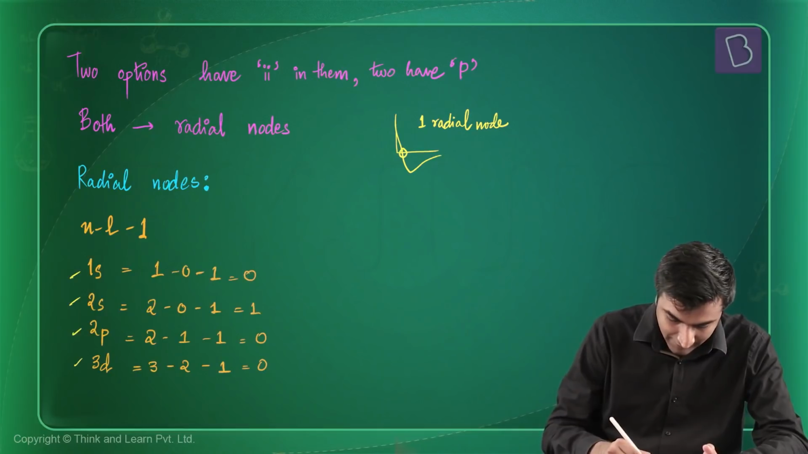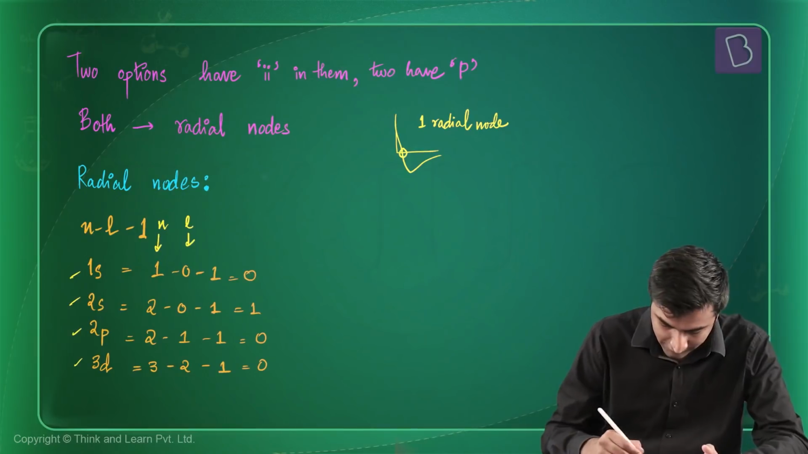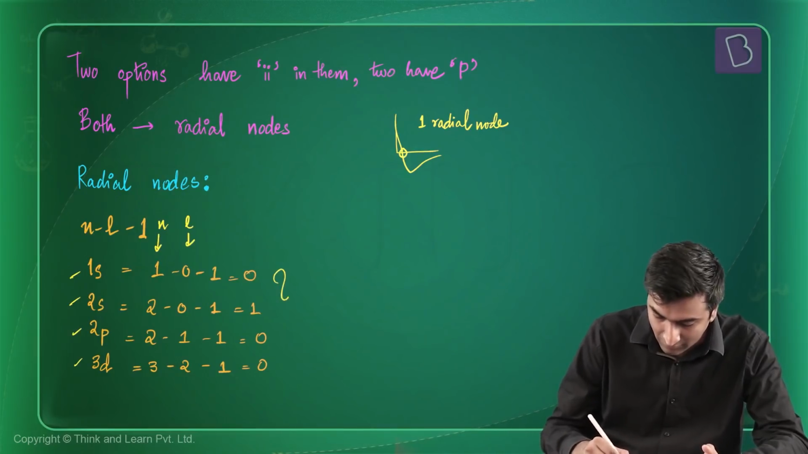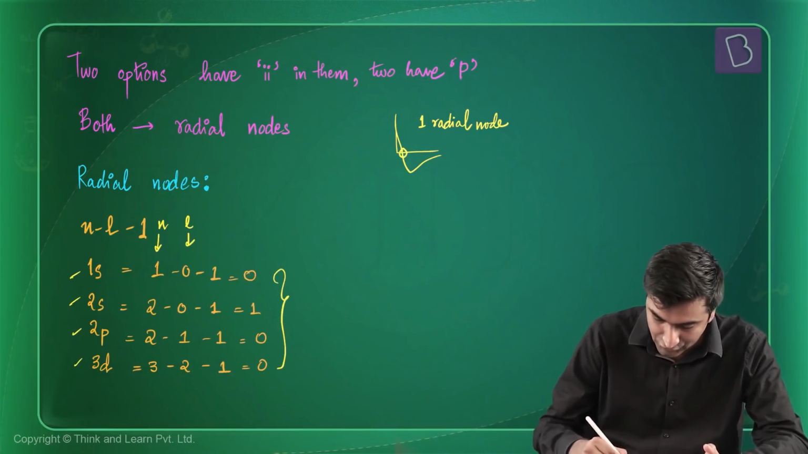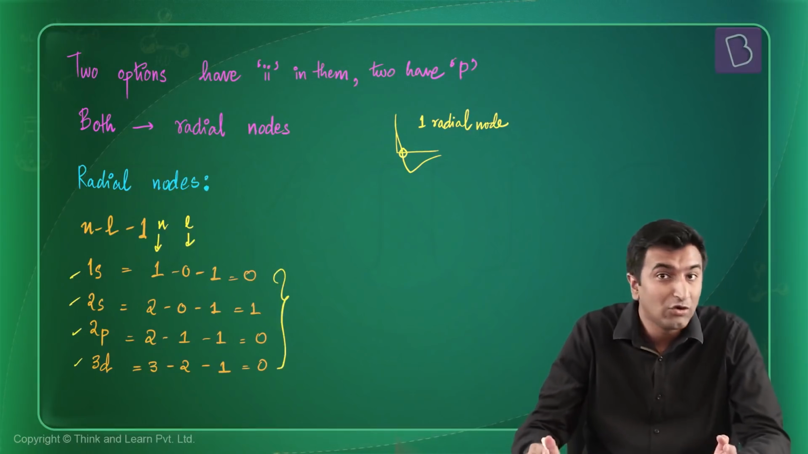The n values are over here in the first one here. This is n. These are L values, and the minus 1 is constant. So with that, you get the number of radial nodes to be 0, 1, 0, and 0 respectively. And just from here, we can eliminate 2 options.